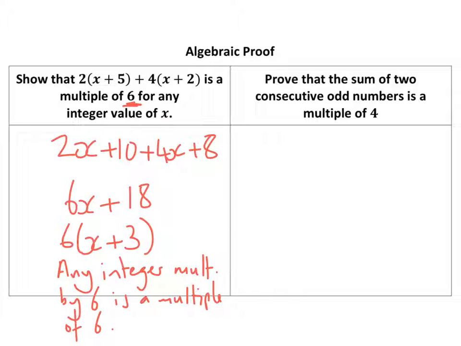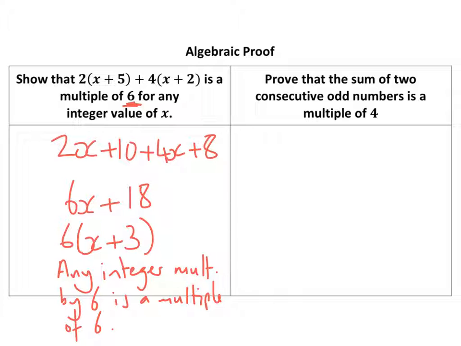Now then, next thing is a little bit harder. It says prove that the sum of 2 consecutive odd numbers is a multiple of 4. Now we've got to be careful about how we write odd numbers. An odd number is basically one more or one less than an even number, isn't it? So we can't just use n because that's any number. That could be odd or even.